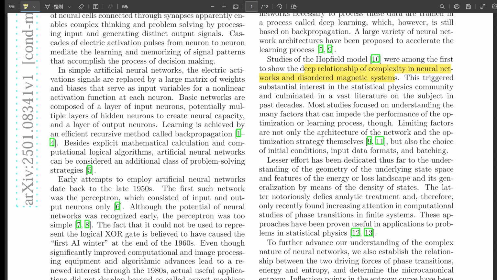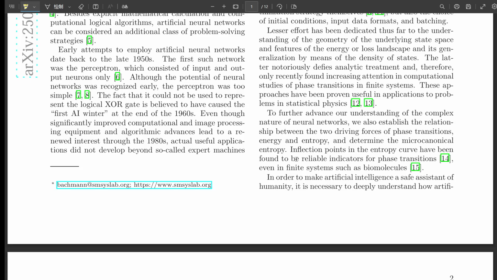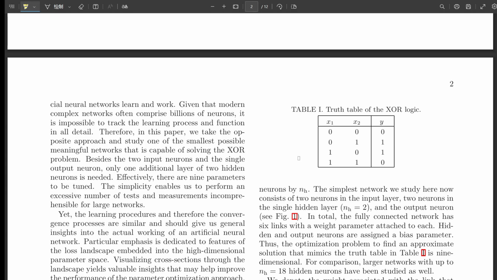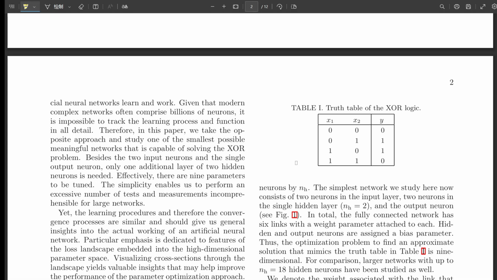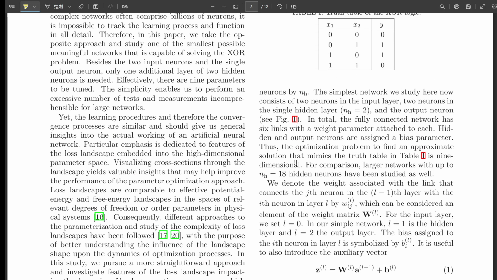Okay, so explain this minimal XOR network. How's it structured? It's got two input neurons, a single hidden layer with two neurons, and then just one output neuron. Simple. Sounds deceptively simple. And I remember from the paper, there are 9 parameters that have to be tuned for this thing to learn. That's right, weights and biases.